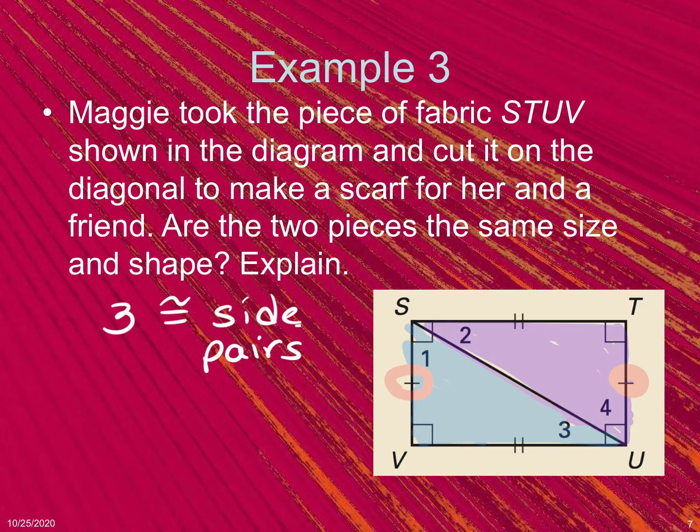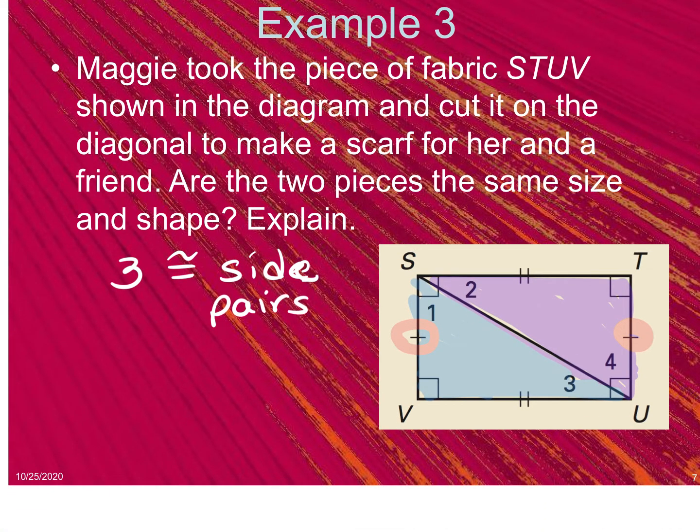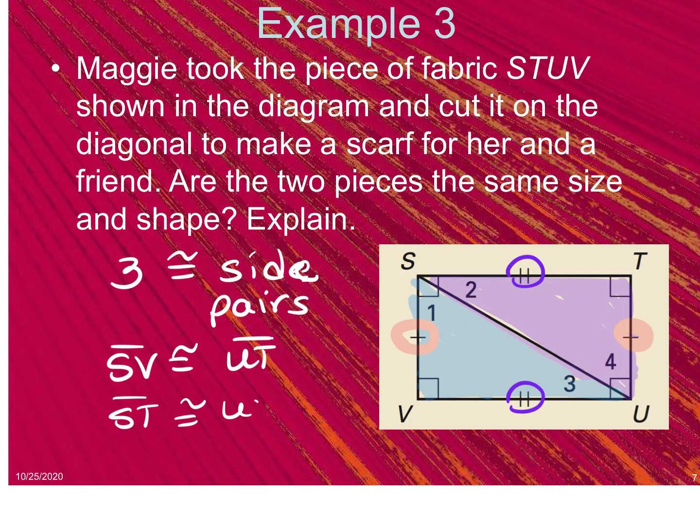Okay, so the three congruent side pairs first. The first one I'm going to show is that SV is congruent to UT. And then I also have a congruency mark over here, ST and UV. So I can also say that ST is congruent to UV.